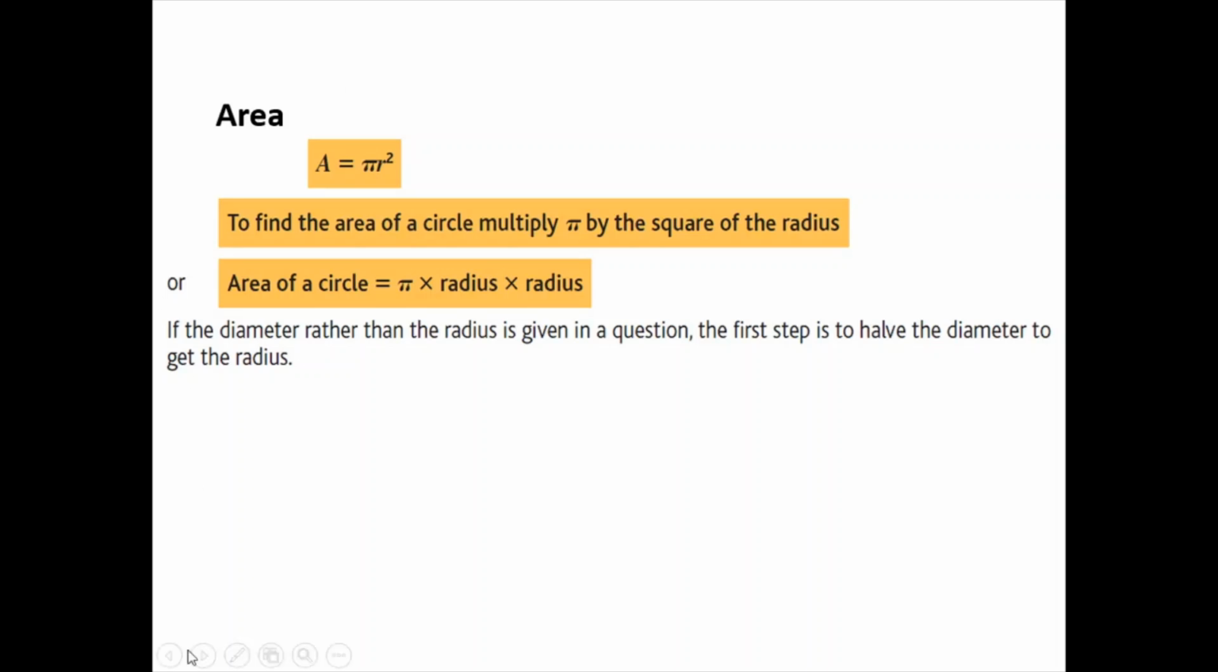One further thing just to add there is what it says in the text down here. The diameter, if that's given to you in the question, then just remember the radius is half of that. So if they give you the diameter, let's say it was 10 centimeters, then you just need to half it, which would give you 5. So the radius would be 5. Pi times 5 times 5, for example.